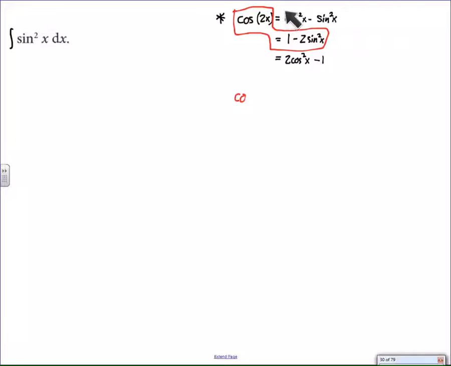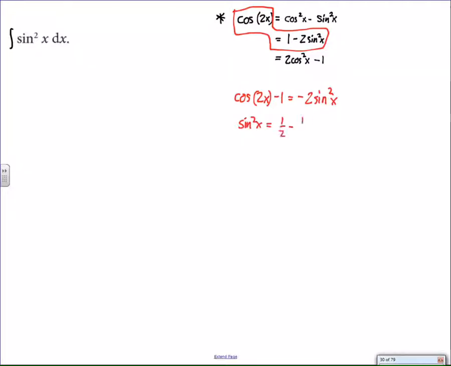And then the third form is we could write cosine squared of x minus (1 minus cosine squared of x), which gives us 2 cosine squared and an extra subtract 1. So there are 3 different ways of writing the cosine of 2x, so that we can express sine squared in terms of cosine of 2x, and we could also express cosine squared in terms of cosine of 2x. For our purposes, we are going to utilize that the cosine of 2x is equal to 1 minus 2 sine squared of x, and we're going to solve for the sine squared.